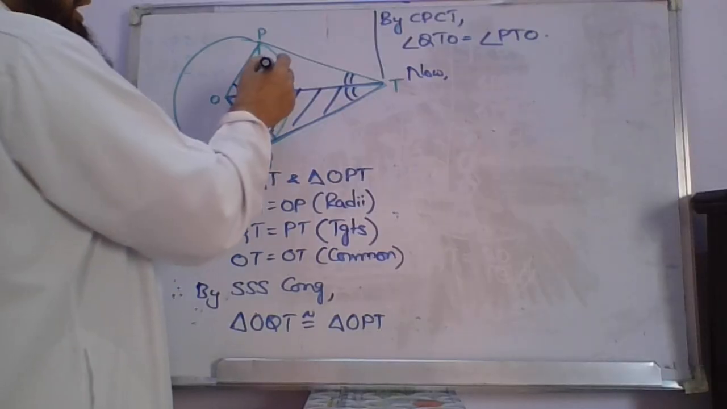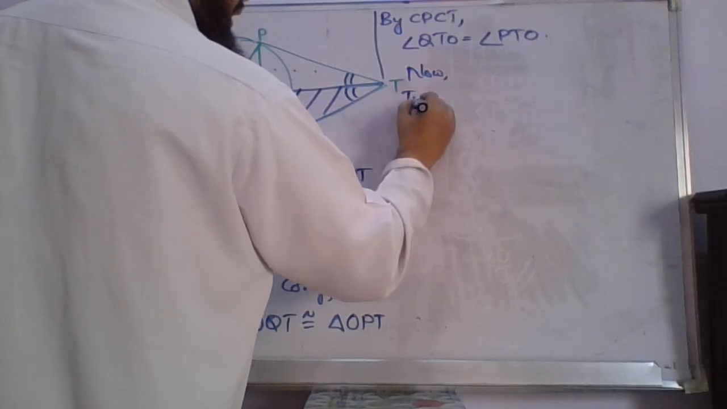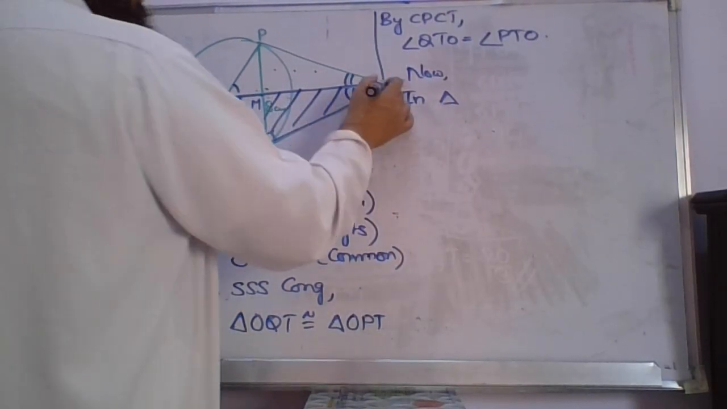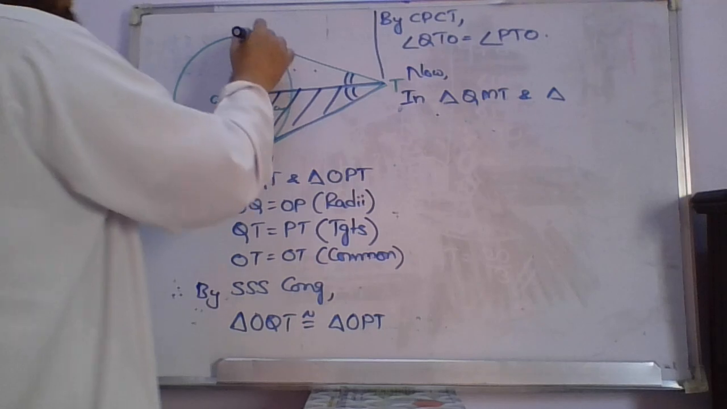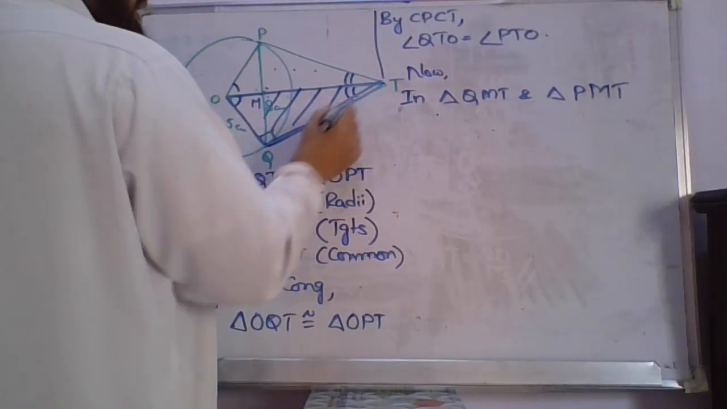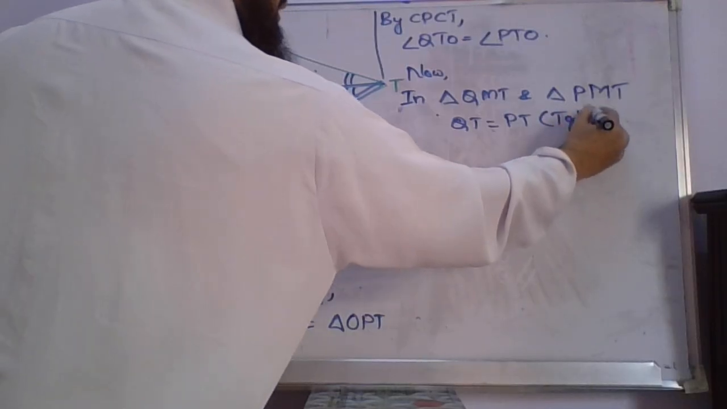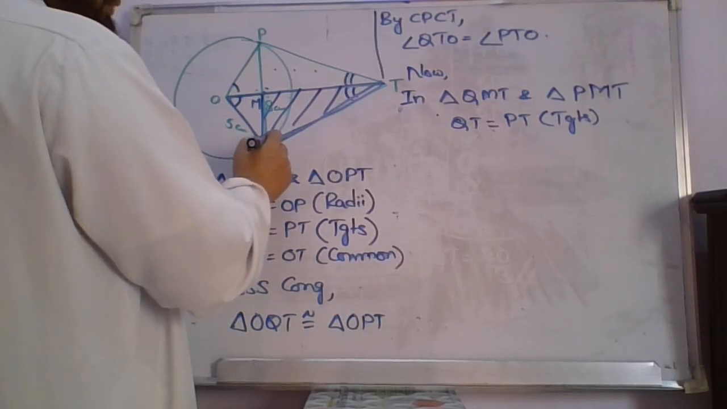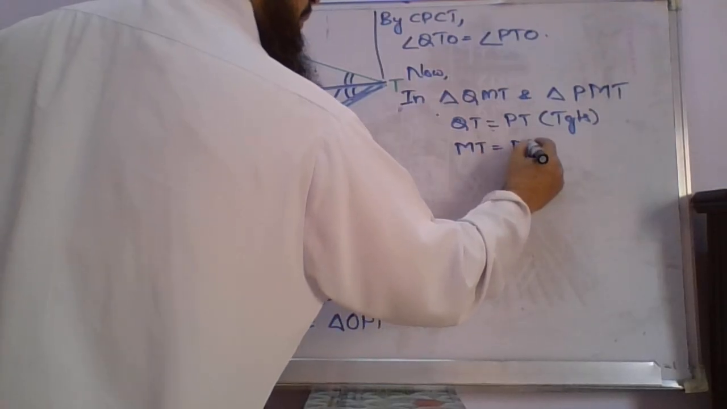Now let me take this triangle, the shaded one, and this one. Okay, what is this triangle? Let us say the intersection point is M. Triangle QMT and triangle PMT. So what are equal? QT is equal to PT. Reason? Tangents drawn from same external point are equal. You have to write the reason in full. And after that, MT is equal to MT. Common.